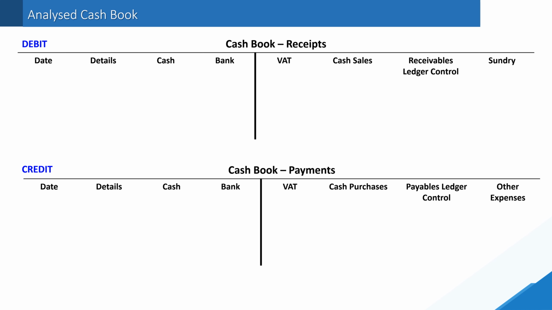We've got a VAT column, a cash purchases column, a payables ledger control column for when we pay our credit suppliers, and another expenses column, maybe for when we pay rent or cleaning or stationery expenses. The idea of the analysed cash book is just to enable us to understand a little bit more about where our money is going, and it can also help in terms of future planning because it can help a business look at the timing of receipts and the timing of payments, and that can help manage the cash position and ultimately the liquidity of the business.